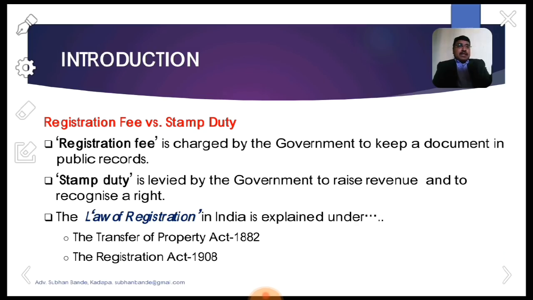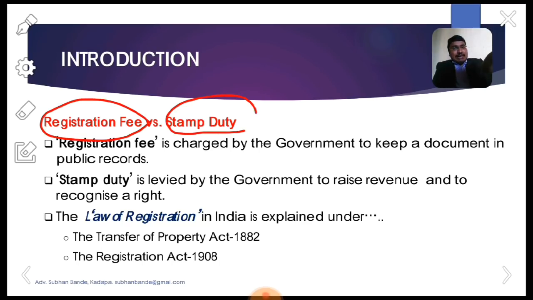People have some ambiguity with regard to these two terms, the registration fee and stamp duty, but these two terms are entirely different from each other. The registration fee is the fee charged by the government in order to keep a document in public records. The provisions related to registration fee are specified under Registration Act, but the stamp duty is levied by the government to raise the revenue and to recognize a right. The provisions related to stamp duty are specified under Indian Stamps Act 1899.